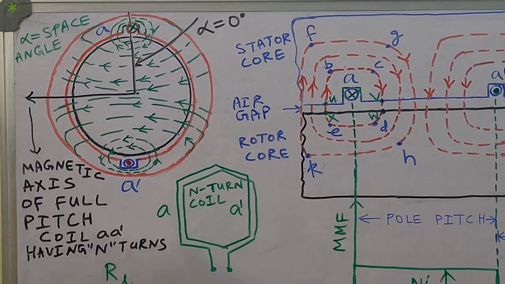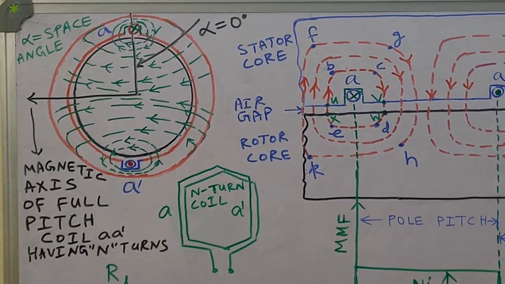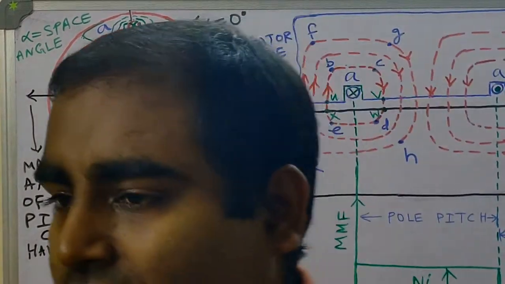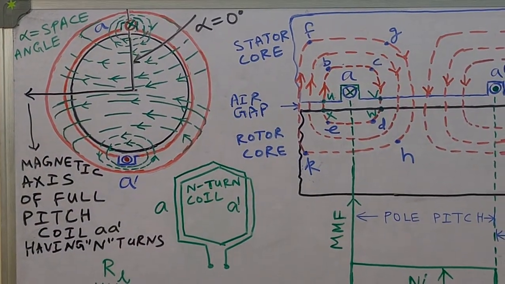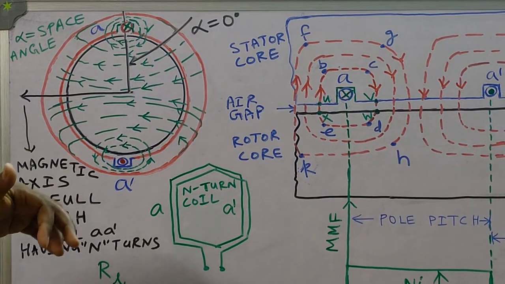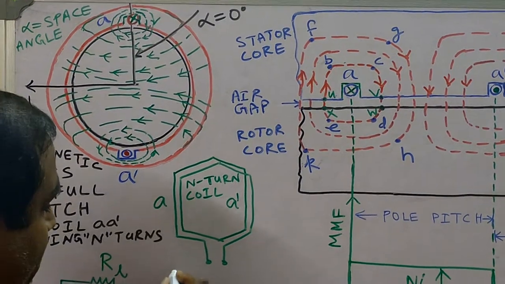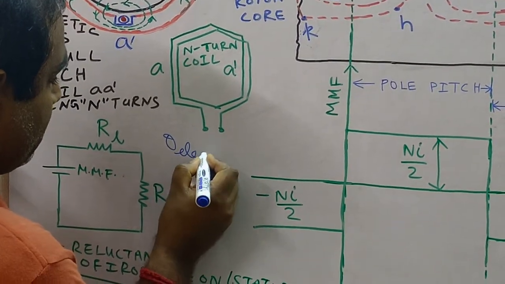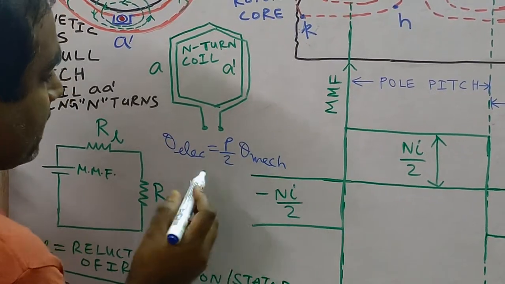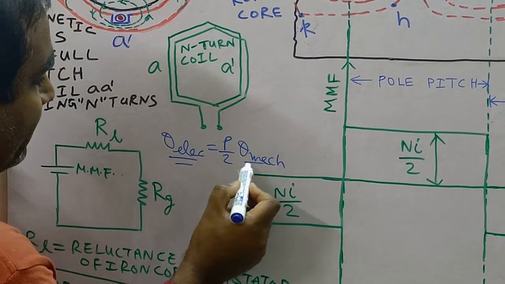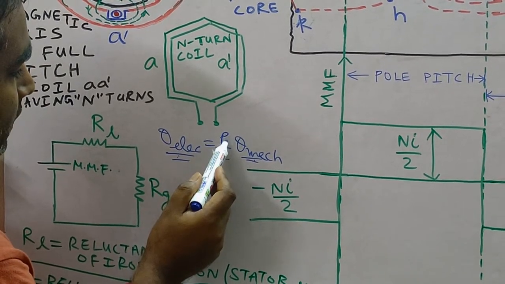Why are we so confident in saying that it is a two pole configuration? You can recall the relation between theta electrical and theta mechanical. Theta electrical is given by what? P by 2 theta mechanical. So if the number of poles is 2, in that case theta electrical and mechanical are the same. So you can write this relation: theta electrical is nothing but P by 2 theta mechanical. Under what circumstances can we say that electrical degree and mechanical degree are equal? Electrical degree and mechanical degree will be equal only if the number of poles P is 2.